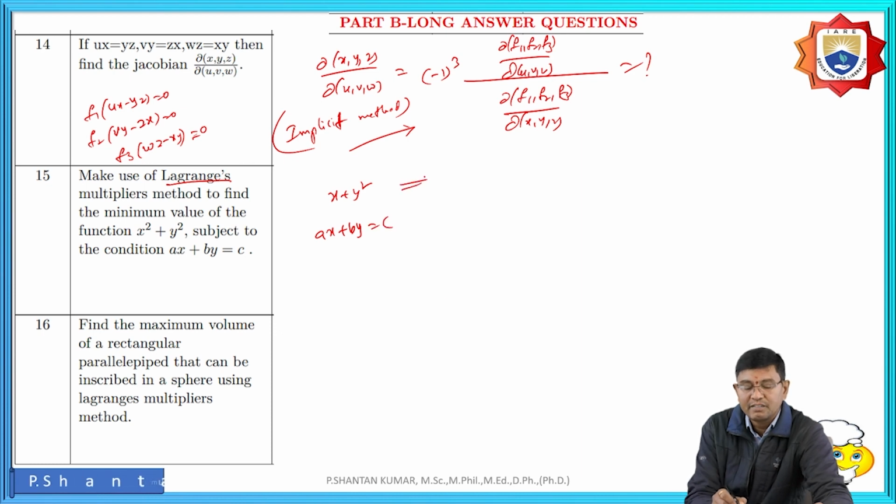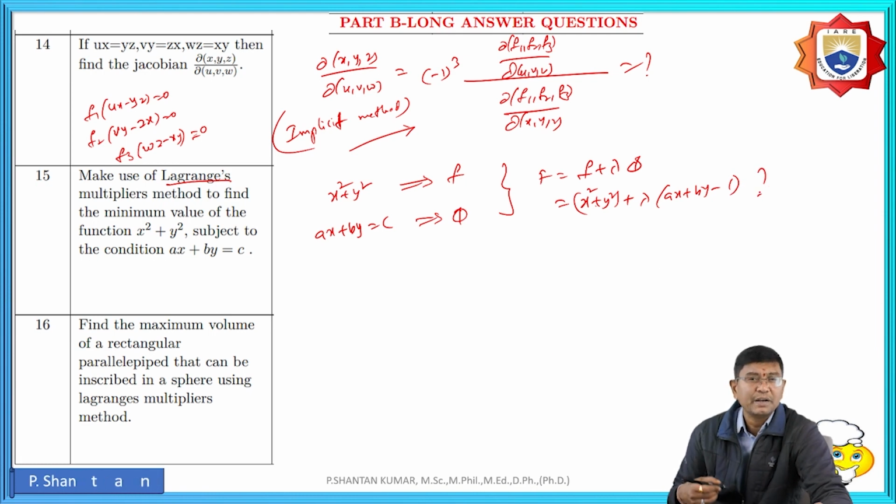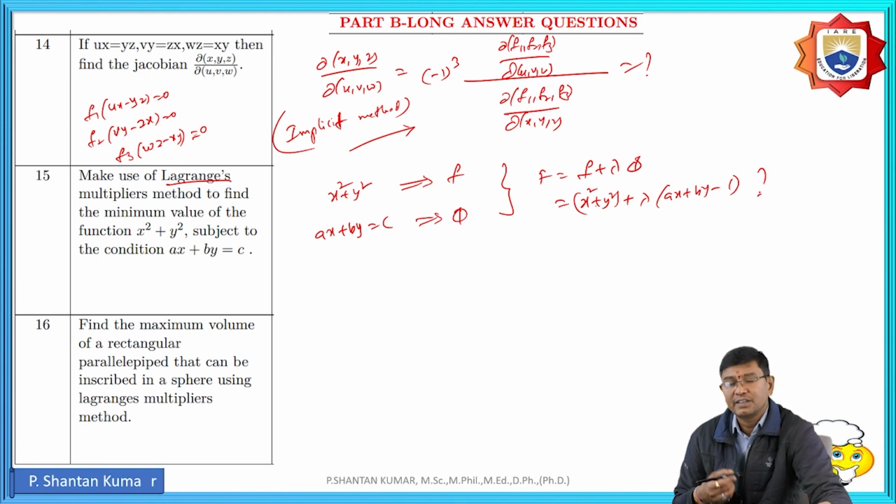Assume that the given function is f, and the given condition is phi. With the help of that, capital F is nothing but f plus lambda phi. That is, f is x plus y square plus, it is also x square y square, plus lambda into phi, which is x plus by minus c equal to 0. And find the solution by using the first order derivatives Fx and Fy.